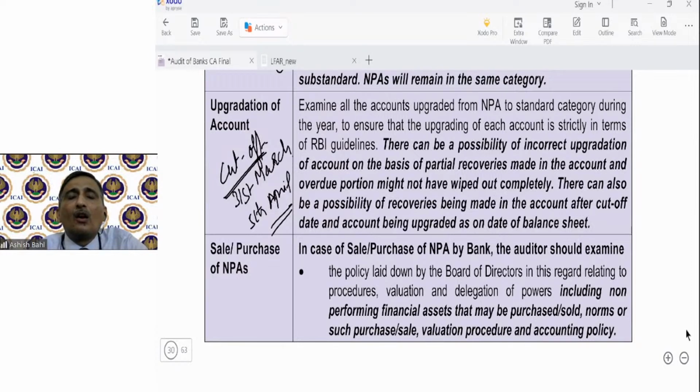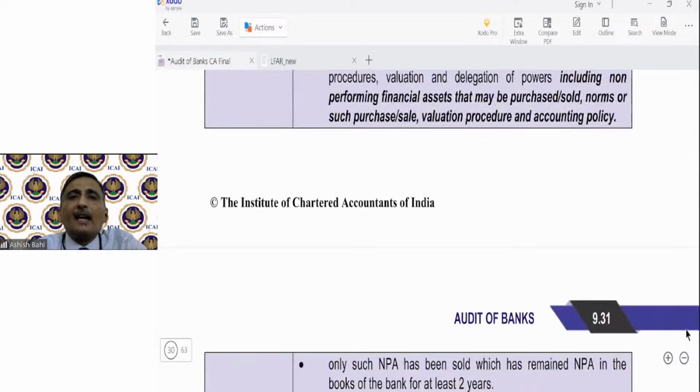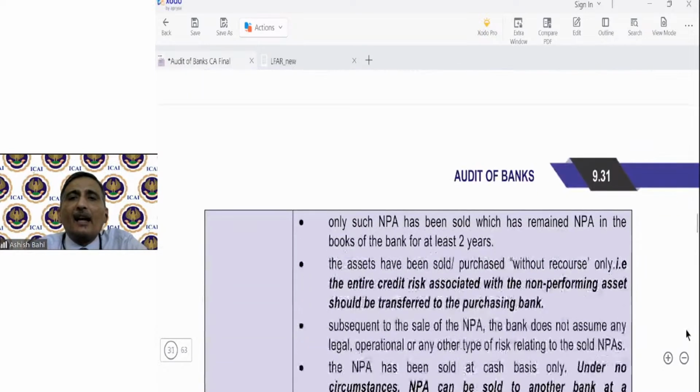Okay. So what the auditor has to see in this regard is that when the sale is done, it is in accordance with the board policy in this regard. Okay. That the account has remained NPA for at least 2 years in the books of the bank. Only then it can be sold. So this is also one of the important points, that only such NPA can be sold which has remained NPA in the books of the bank for at least 2 years. Okay.